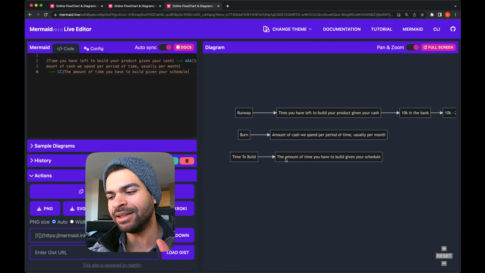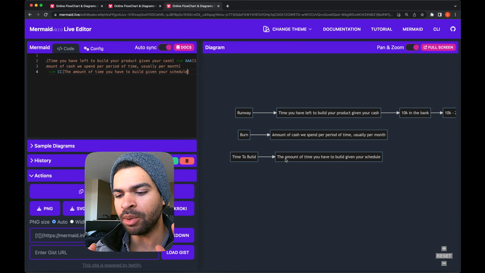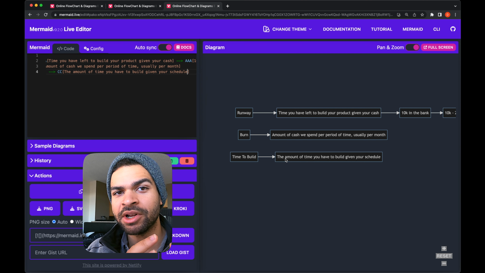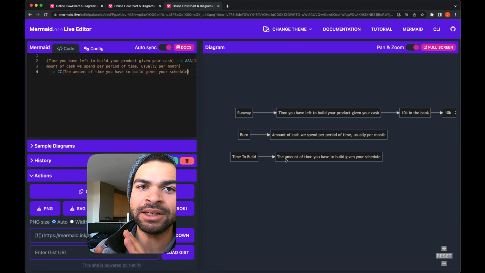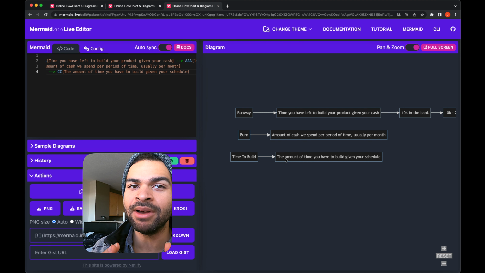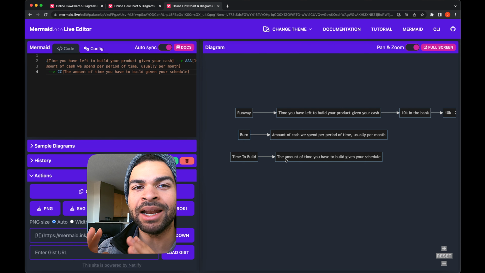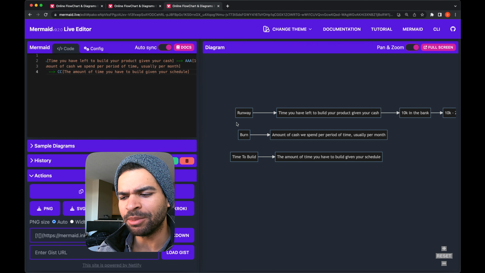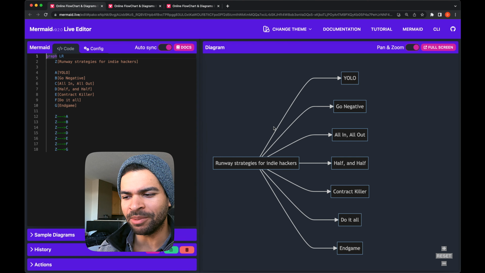Whatever that is, time to build is really important because each one of the strategies we're going to talk about is going to have different amounts of time to build. And that's really important because the more time to build you have, the faster you can iterate and build your product. Okay, so just some simple terms here. Now that we're all on the same page, let's jump into the strategies.